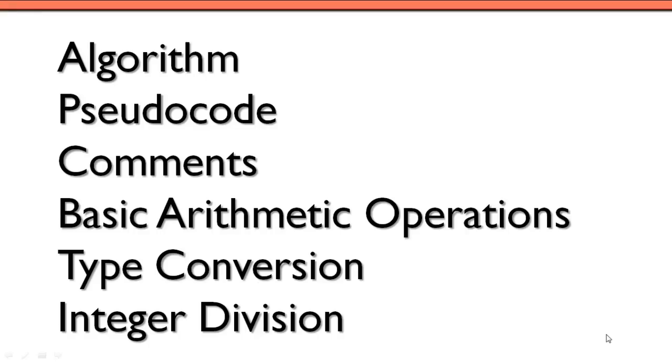Alright, so in this video we want to look at the following concepts. What is an algorithm? What's pseudocode? What are code comments and how do we go about writing those comments in our code? Basic arithmetic operations within C++, and also we'll look at the concepts and ideas behind type conversion and integer division.